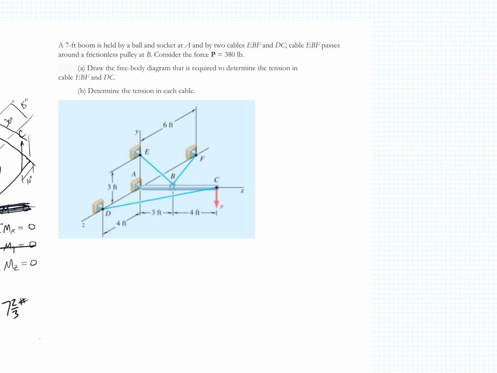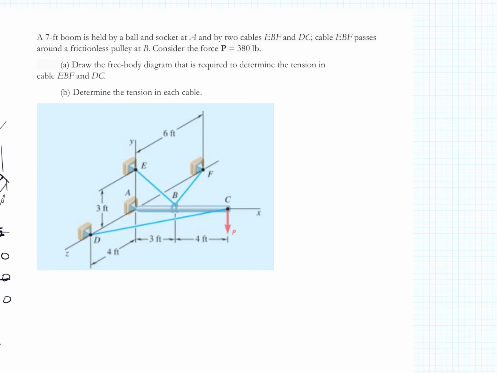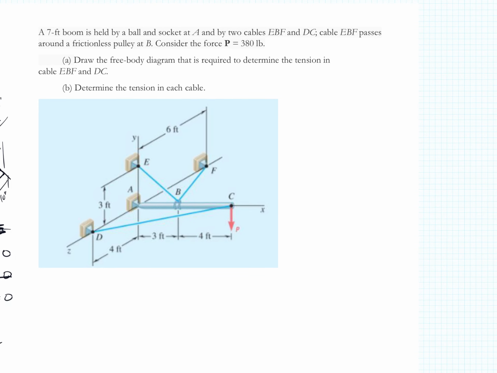All right, a 7-foot boom is held by a ball and socket at A, and by 2 cables, EB, BF, and DC. One of the interesting things about this problem is that this cable is all one cable, which means the tension in EB and the tension in BF are the same, which is probably why I'll just end up calling it T. I haven't really decided yet.